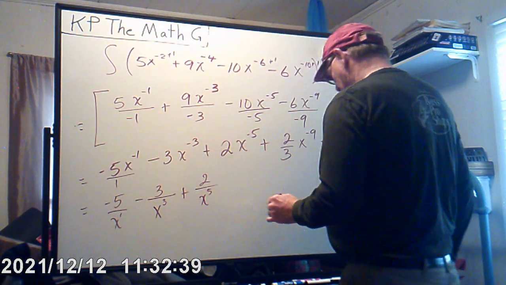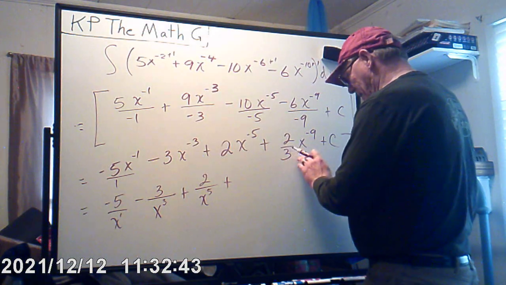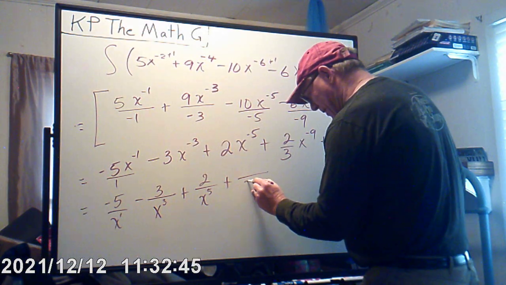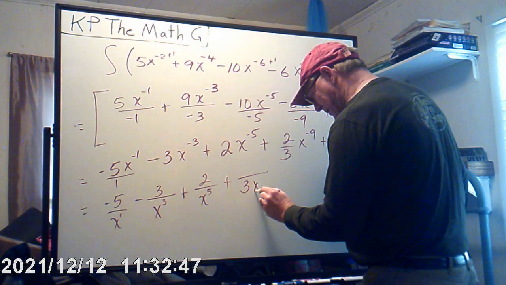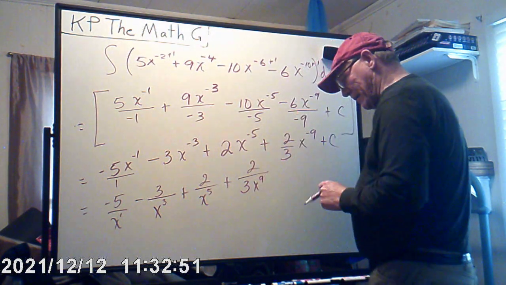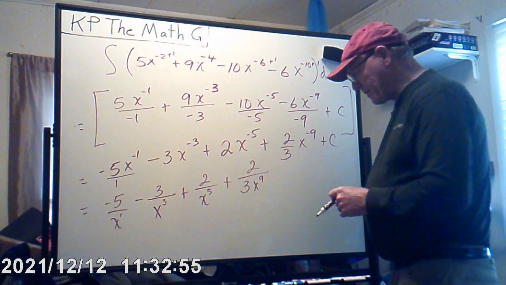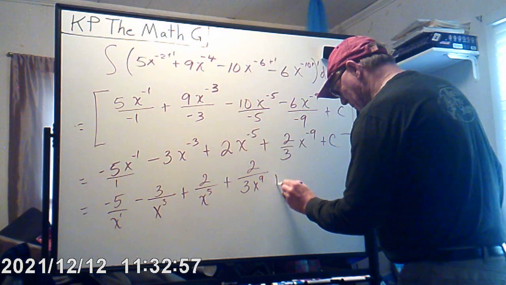Alright, so plus 3's in the denominator. Put it down there where the 3 is. Alright, so x to the 9th power right there. And leave the positive 2 up here. You can do that, right? And then plus c.